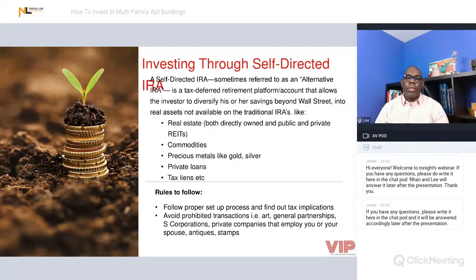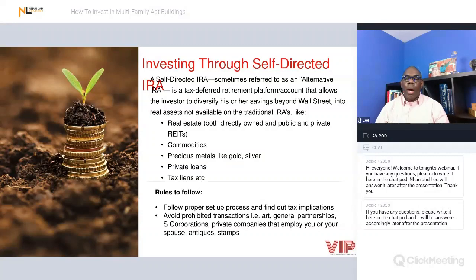But there's a neat wrinkle about all of this: once you have moved those funds into a self-directed IRA, you can invest in real estate, directly, or public and private. Private is what I had talked about with the syndication. You can invest in commodities, precious metals like gold and silver, even Bitcoin if you wanted to. You can invest in private loans, and many have probably heard that you could also invest in tax liens.